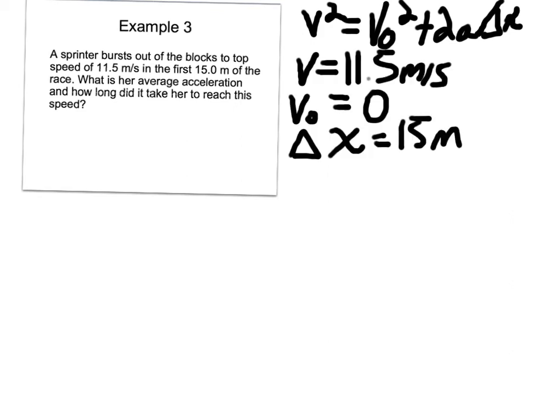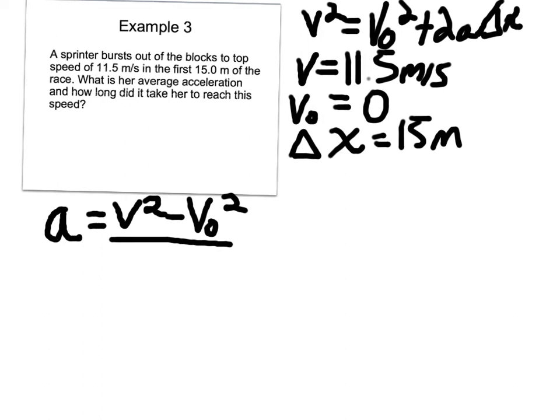Alright, in the last example, we solved that equation at the top for acceleration. So if you need to see that process of solving it again, please look back, but I'm just going to go ahead and write down what we got when we solved it. We found that acceleration is final velocity squared minus initial velocity squared divided by 2 times delta x, distance traveled.